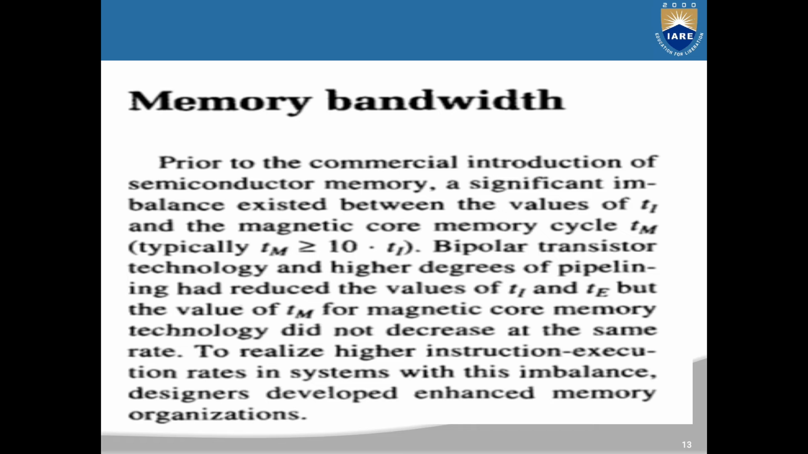Memory bandwidth. Prior to the commercial introduction of semiconductor memory, a significant imbalance existed between the values of T1 and the magnetic core memory cycle Tm. Bipolar transistor technology and higher degrees of pipelining had reduced the values of T1 and Te, but the value of Tm for magnetic core memory technology did not decrease at the same rate. To realize higher instruction execution rates in systems with this imbalance, designers developed enhanced memory organizations.